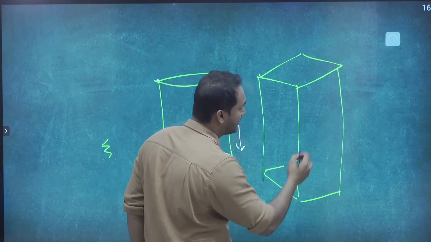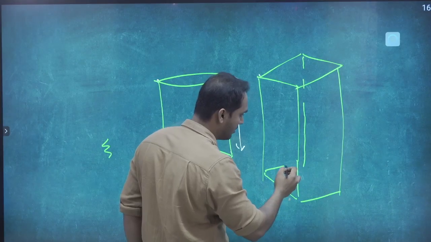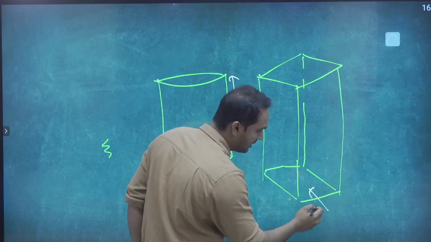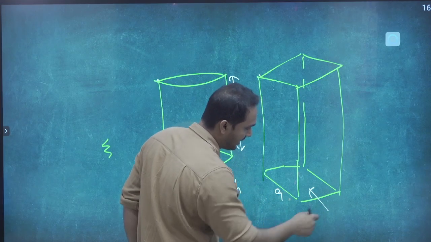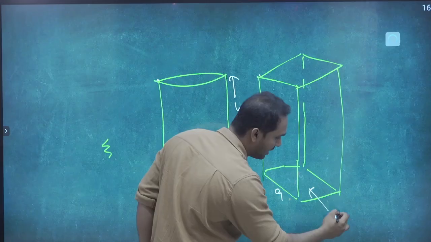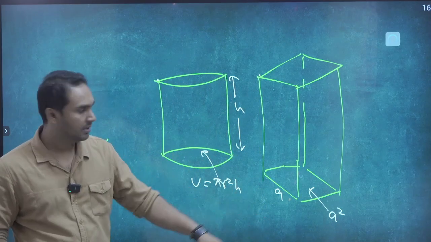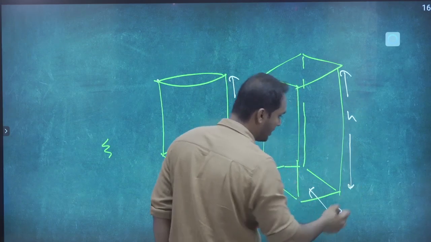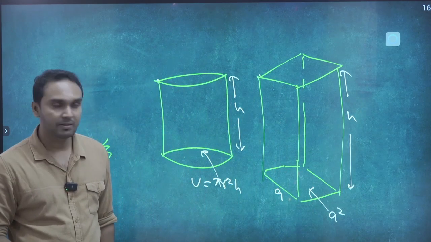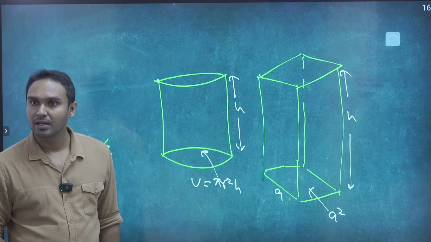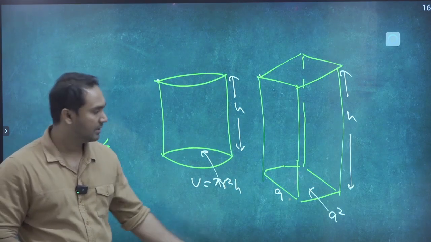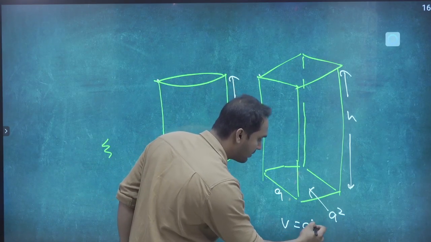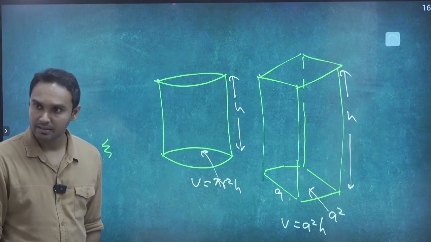This volume will be how much? The cross-sectional area will be what? If I take the side length as a, and it is a square, the bottom will be a square, right? And let's say the height is h. What will be the volume? A square h, yes, because the cross-sectional area continues to the top. So the volume will be a square h. You understand this one?